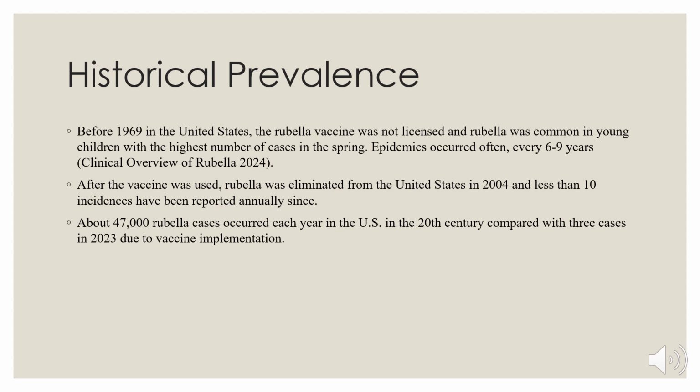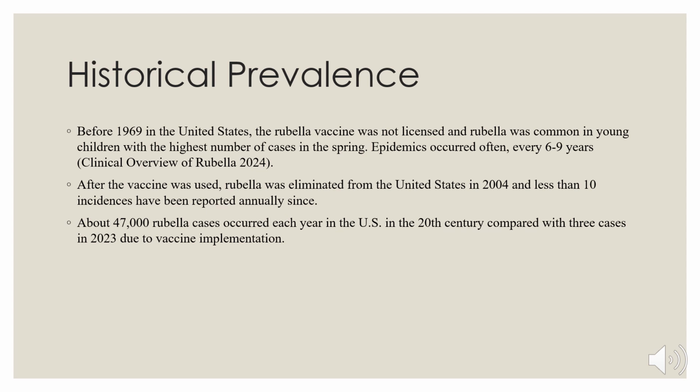The historical prevalence of rubella is that in 1969 in the United States, the rubella vaccine was not licensed and rubella was common in children, with the highest number of cases in the spring. Epidemics occurred often, about every 6 to 9 years.